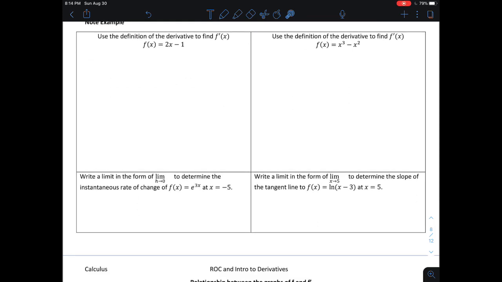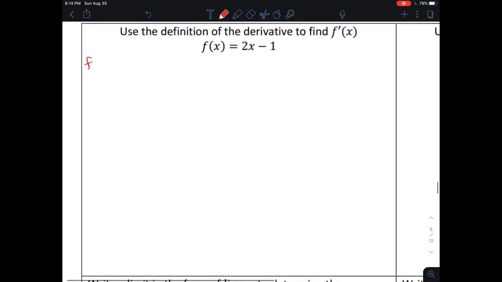Now I just want to work on actually finding the derivative function or the derivative equation for f of x. We're going to use our definition of the derivative to do so. So that means that f prime of x is going to equal the limit as h approaches 0 of f of x plus h minus f of x over h. So this is going to give us an expression.